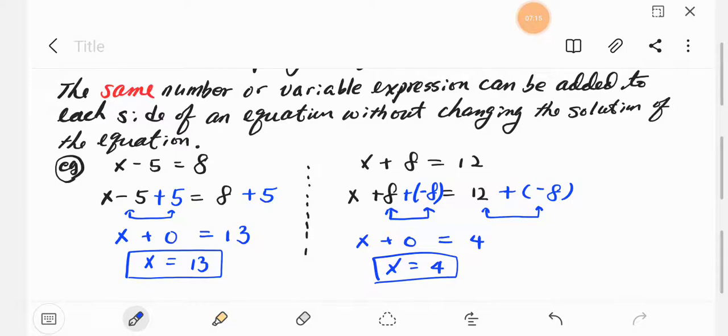Alright, or you can do it this way. Actually, this is the same thing. x plus 8 is equal to 12. So x is together with 8. This is x plus 8, right?